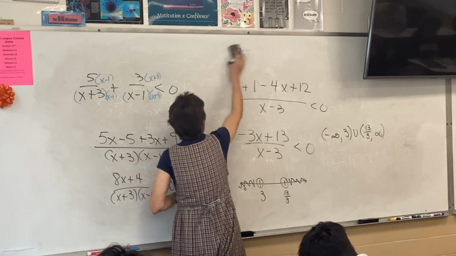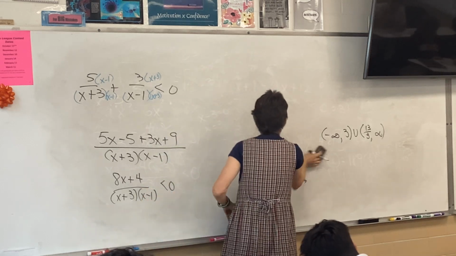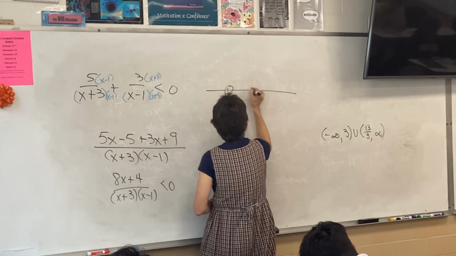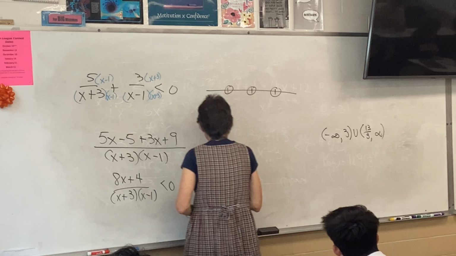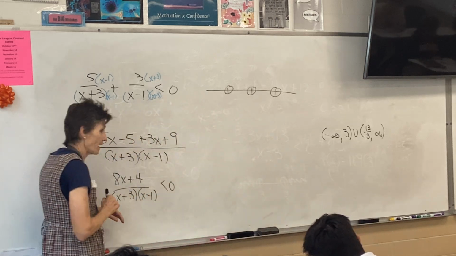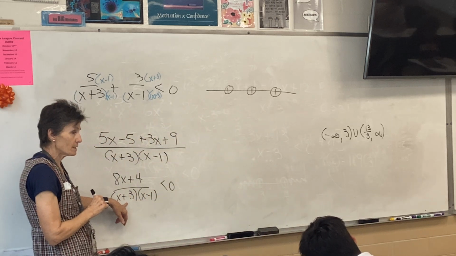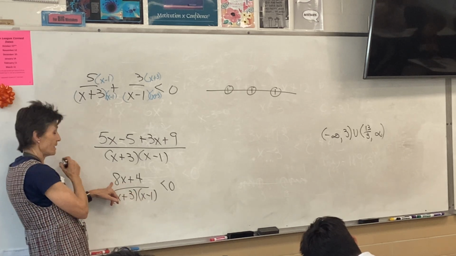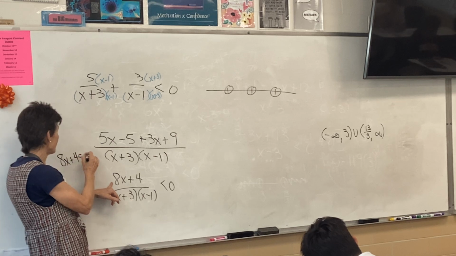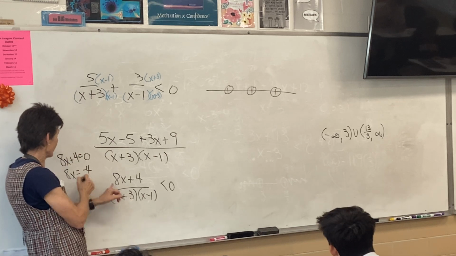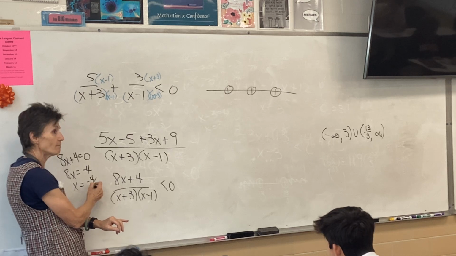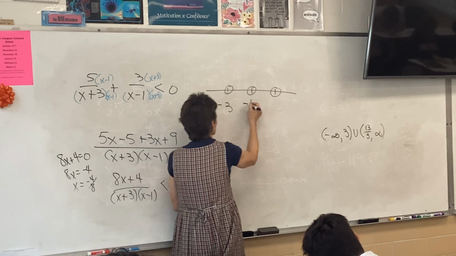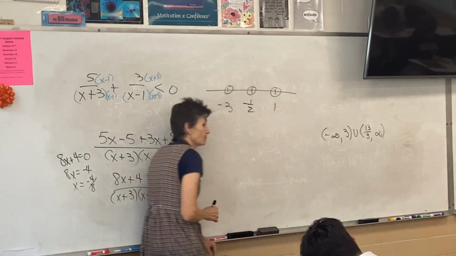So now I'm gonna draw my number line. And there are going to be how many dots on my number line? 3. And the dots will be where? Negative 3, positive 1, negative 1/2. So if you can do that in your head, great. If not, remember, solve it. And you get negative 1/2. So negative 3, negative 1/2, and 1.